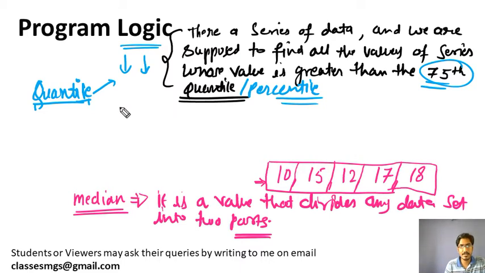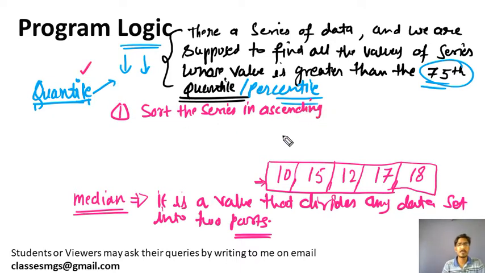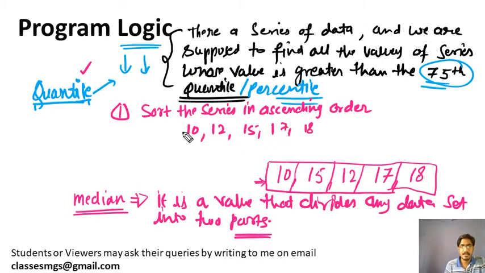The step to find the median, you should remember: first sort the series in ascending order. I am just explaining the concept of quantile first so that you can understand. What will be the ascending order? 10 will become first, then 12, then 15, then 17, then 18. How many elements are there? 1, 2, 3, 4, 5. Five elements are there.